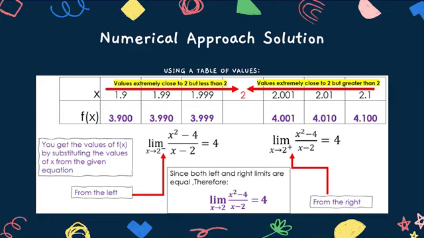And then we observe the values coming from the right. The limit of x squared minus 4 over x minus 2 as x approaches 2 from the right is 4. You get the values of f of x by substituting the values of x into the given equation. After that, you have your left and right limits, and you can see that they are both equal to 4. Since both left and right limits are equal, therefore, the limit of x squared minus 4 all over x minus 2 as x approaches 2 is 4.